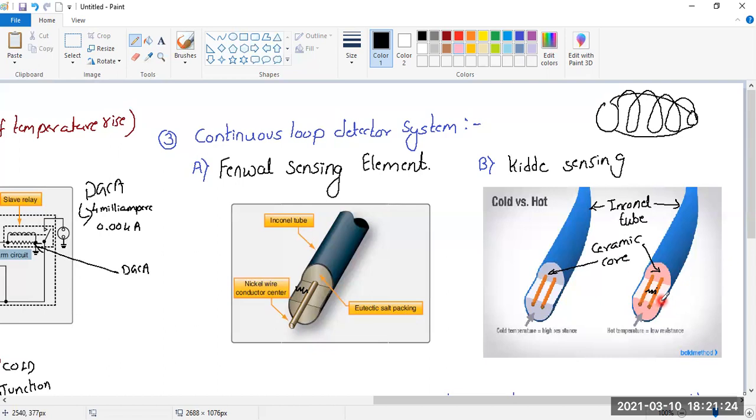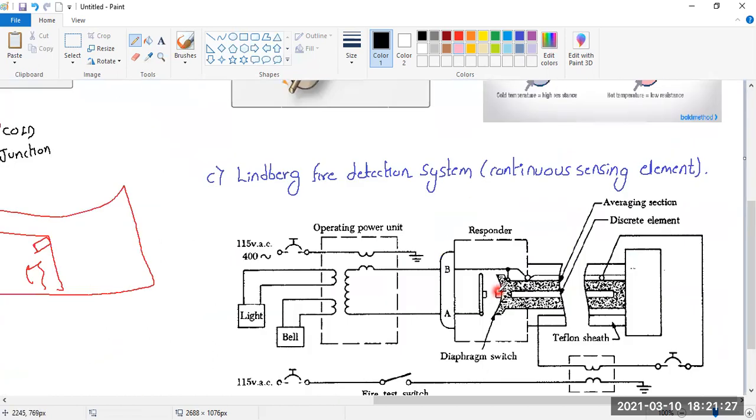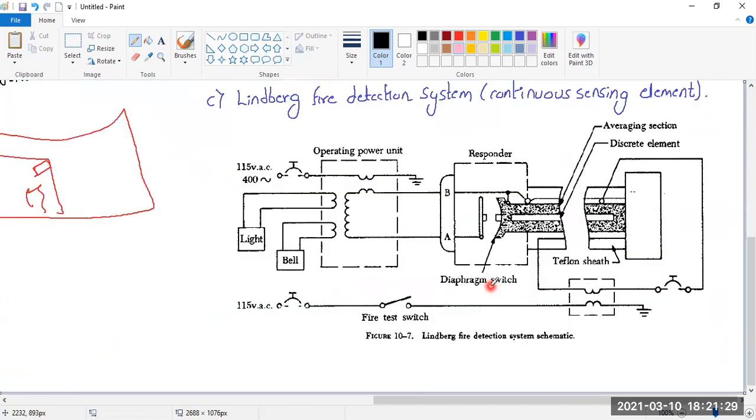Clear? And the last type of continuous sensing element is the Lindberg fire detection system. Now we rarely use it on commercial aircraft, so not much attention is given to it.